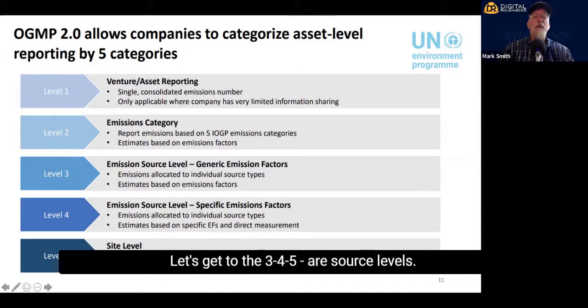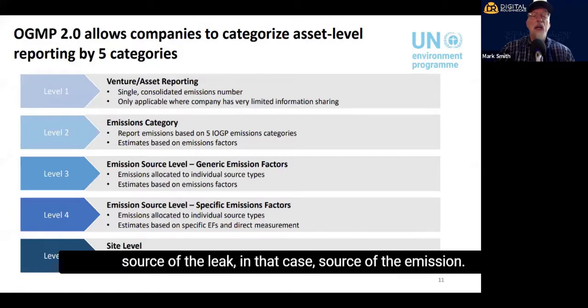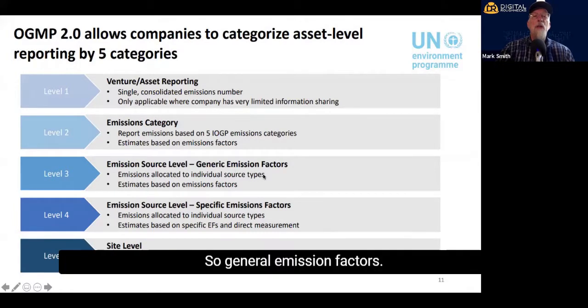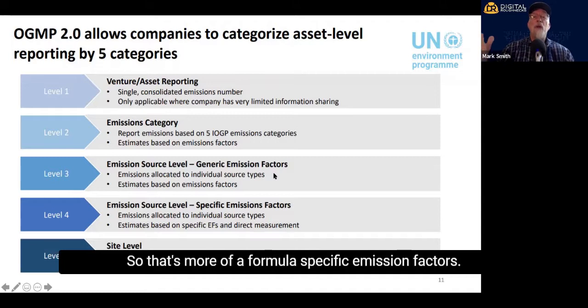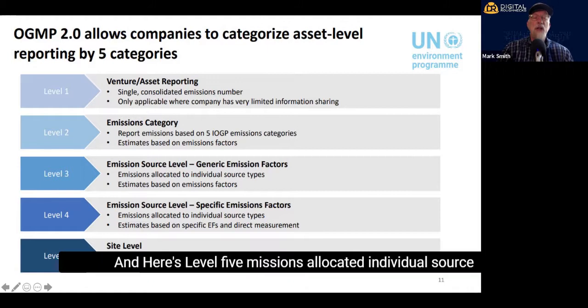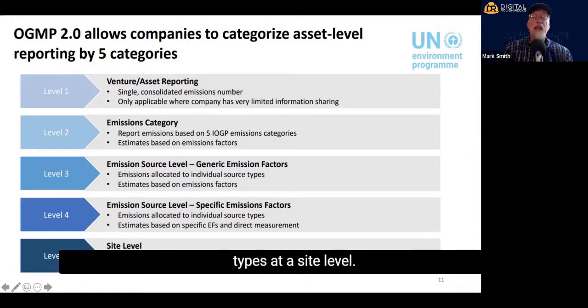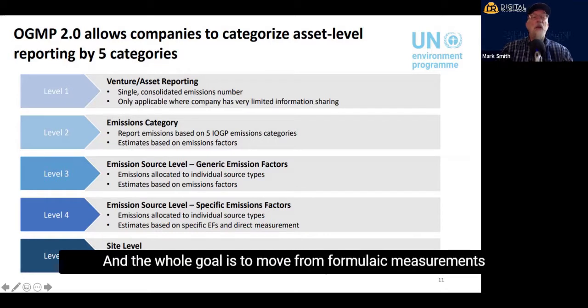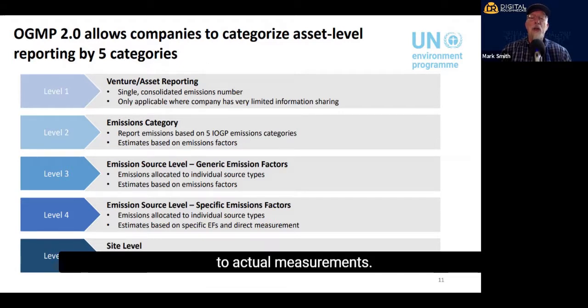3, 4, 5 are source levels. So you have to identify the source of the emission, or like source of the leak in that case. General emission factors, so that's more of a formula. Specific emission factors. And here's level 5: emissions allocated to the individual source types at a site level. The whole goal is to move from formulaic measurements to actual measurements.